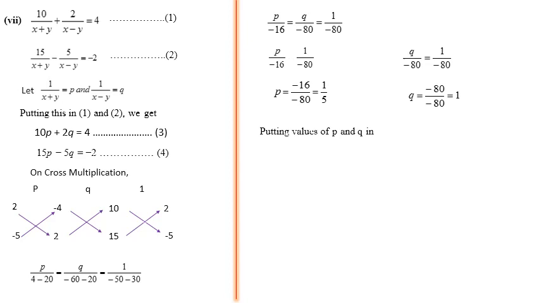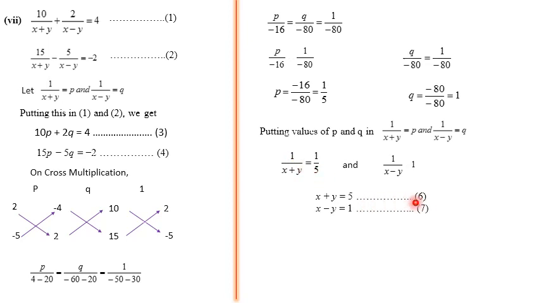Again resubstitute to get the values of our original variables, that is 1 by x plus y is equal to p and 1 by x minus y is equal to q. Just substitute it: 1 by x plus y is equal to 1 by 5, the value of p, and 1 by x minus y is equal to 1, the value of q. Cross multiply it, that is x plus y into 1, that is x plus y, 5 into 1, that is 5. Label it as equation number 6. Again here also cross multiply, that is x minus y into 1, that is x minus y, 1 into 1 is equal to 1, equation number 7.